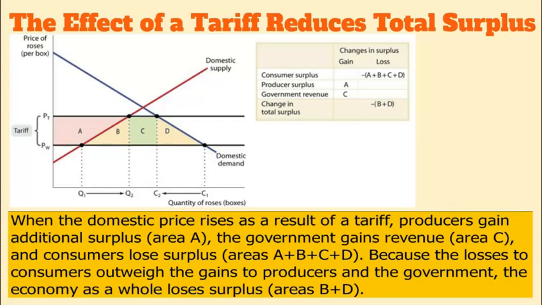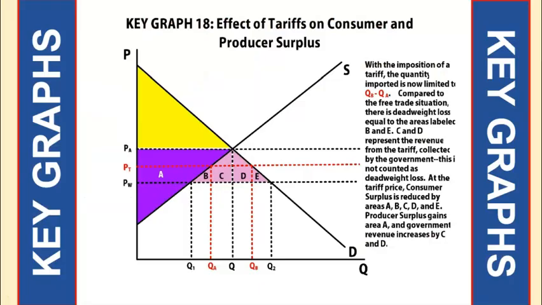So there are goods that aren't being produced. There are goods that are being produced domestically and being sold. But the idea is that there is a level of inefficiency that is taking place here in this market. And then we see that in this key graph 18.